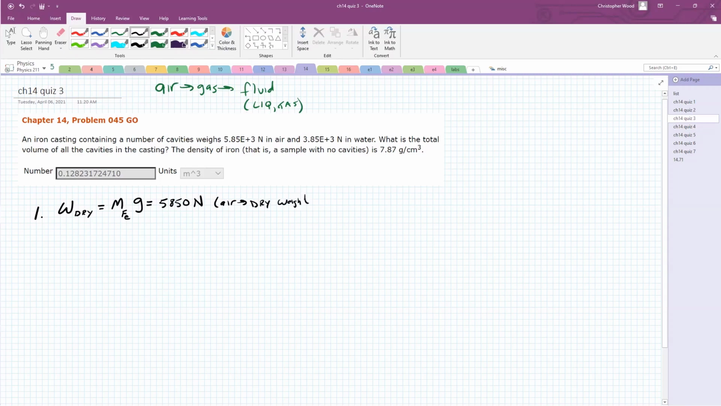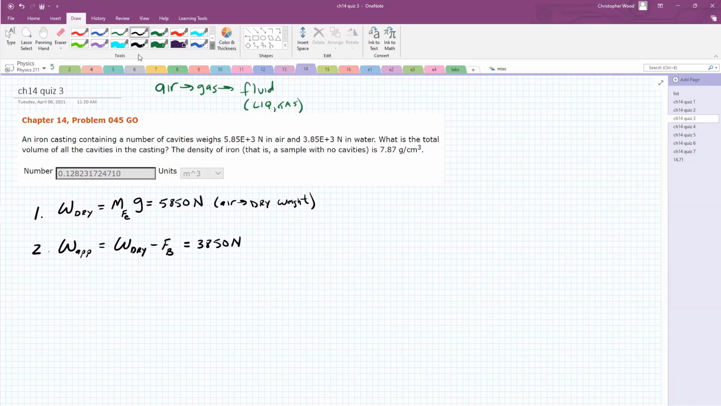Okay. So that's something. And then we also have another data point: its weight in water. So we have what's called the apparent weight. The apparent weight of this casting when it's in water is going to equal the dry weight minus the buoyant force, and that equals 3850 newtons. Again, given. All right, so what is the total volume of cavities in the casting?